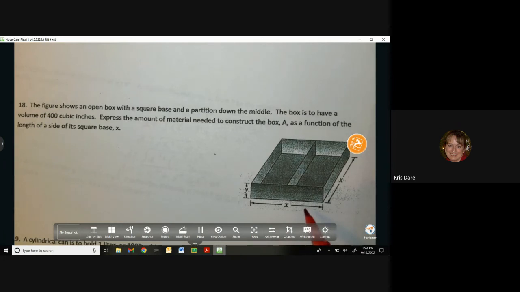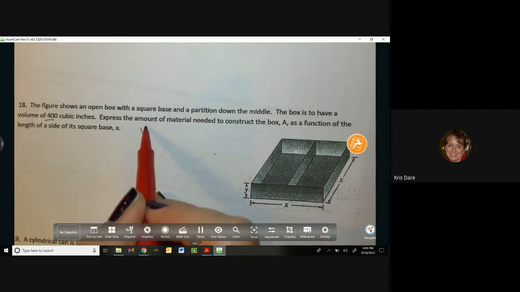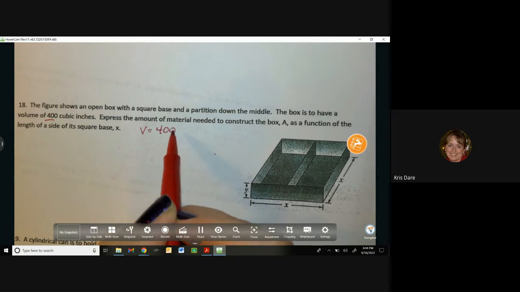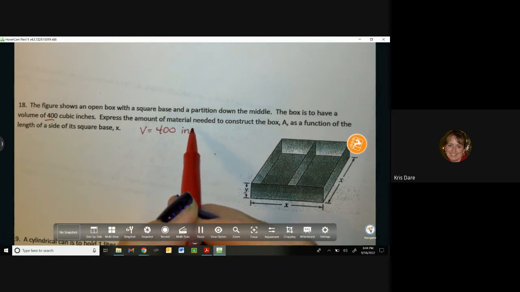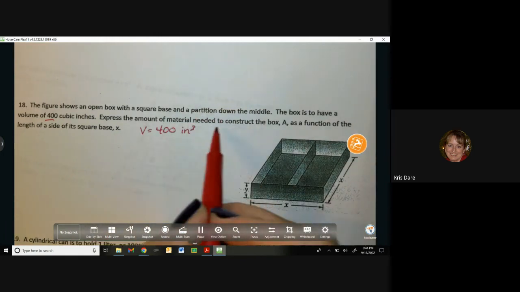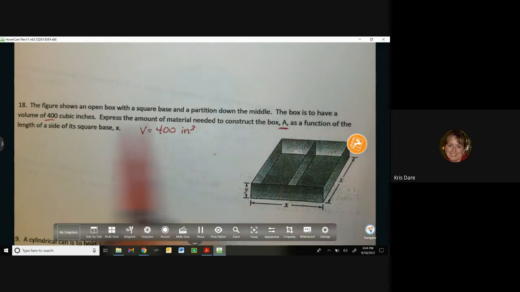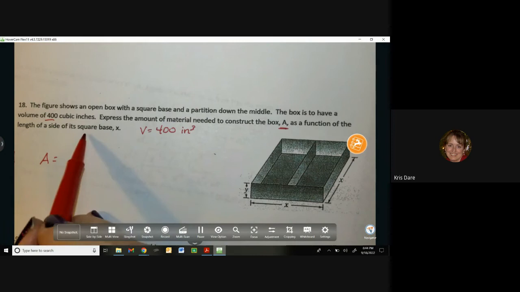Okay, the box is to have a volume of 400 cubic inches. Express the amount of material needed to construct the box area as a function of a length of its square base x. Okay, that's no problem.